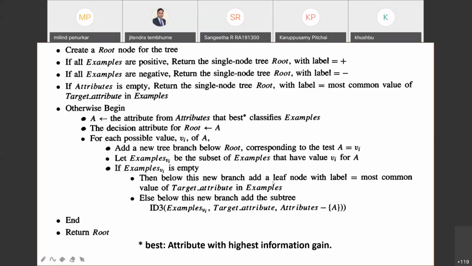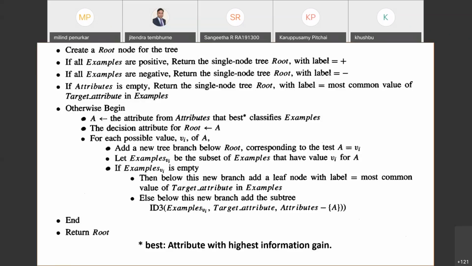Okay, fine, thanks. Now if attributes is empty, so that's what I was talking about earlier. If attributes is empty, it means, not all of the attributes would be empty of course, but if the attributes is empty, return the single node tree root with label equal to the most common value of the target attribute in the examples. So this is given as generic stuff, but well, we would have attributes. Not all of the attributes would be empty, but well, if empty, then return the single node tree root with label equal to the most common value of the target attribute. So it could be play tennis yes for some of them.